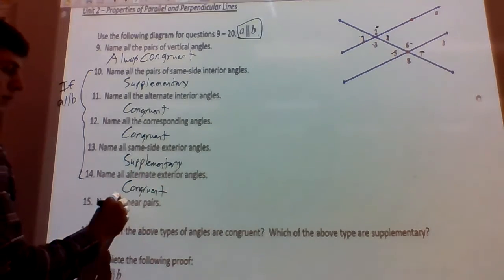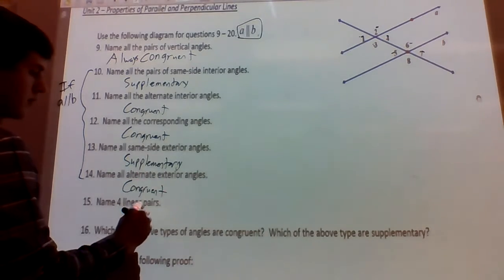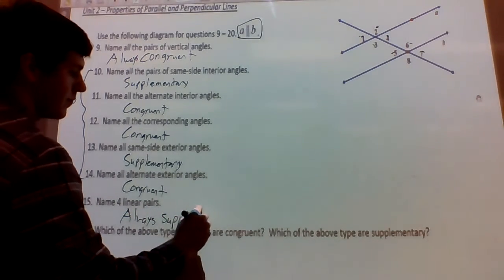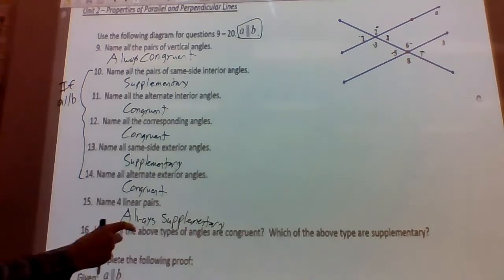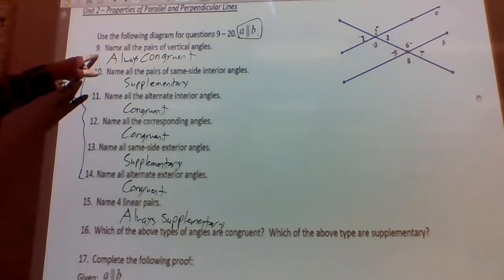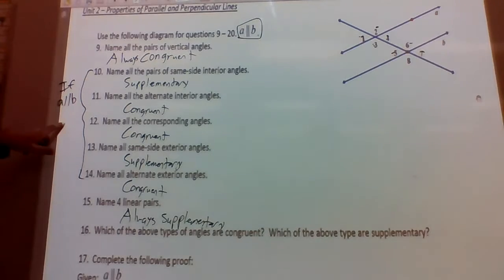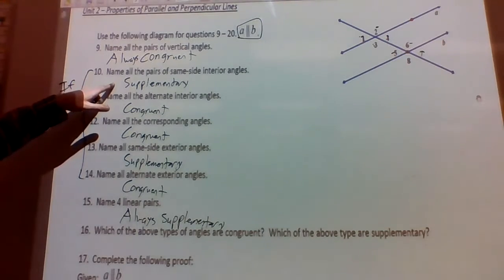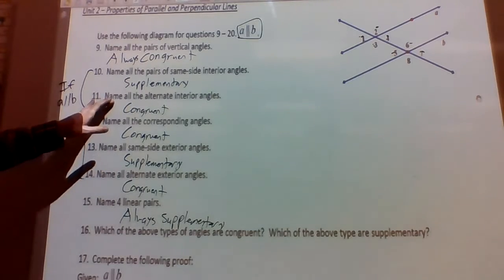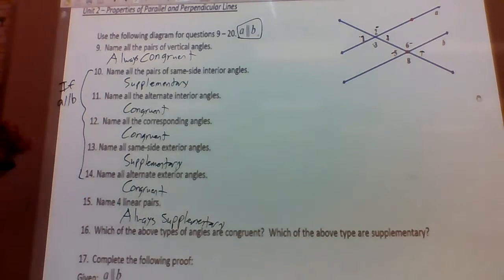And then linear pairs are always supplementary. Vertical angles are always congruent. If the lines are parallel, then the same side interior angles and the same side exterior angles are supplementary, and the alternate interior, alternate exterior, and corresponding angles are congruent.